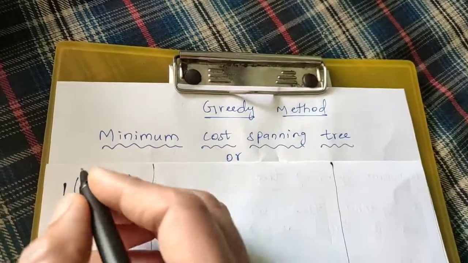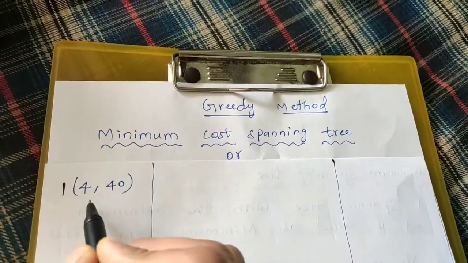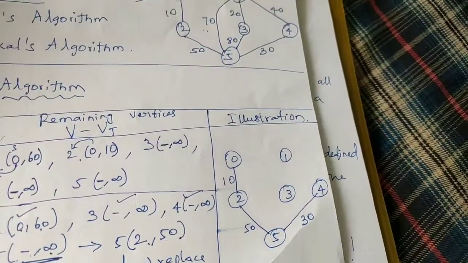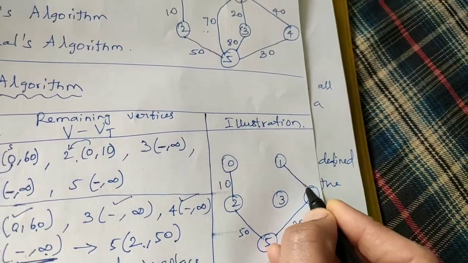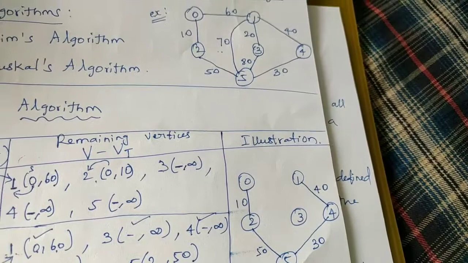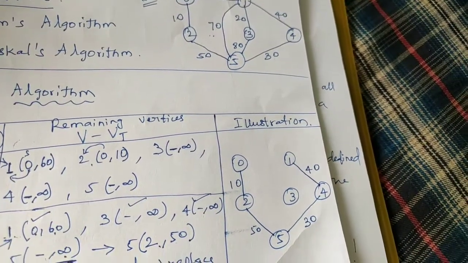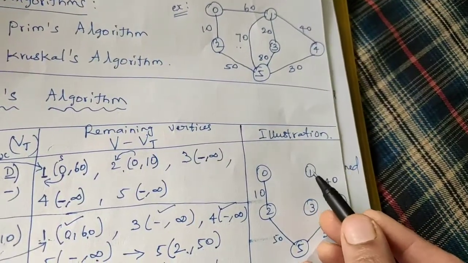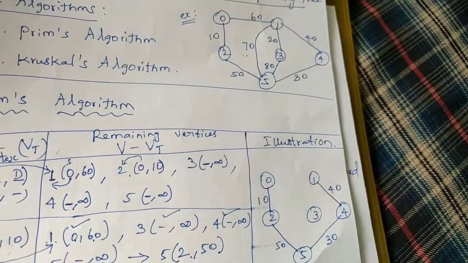Whenever I bring any vertex to the tree vertex, I need to include an edge in the illustration column. What is the edge I need to include? I need to include the edge from 4 to 1. So go to your illustration, include an edge from 4 to 1 with the weight value 40. 4 to 1 is the edge I have included with the weight value 40.